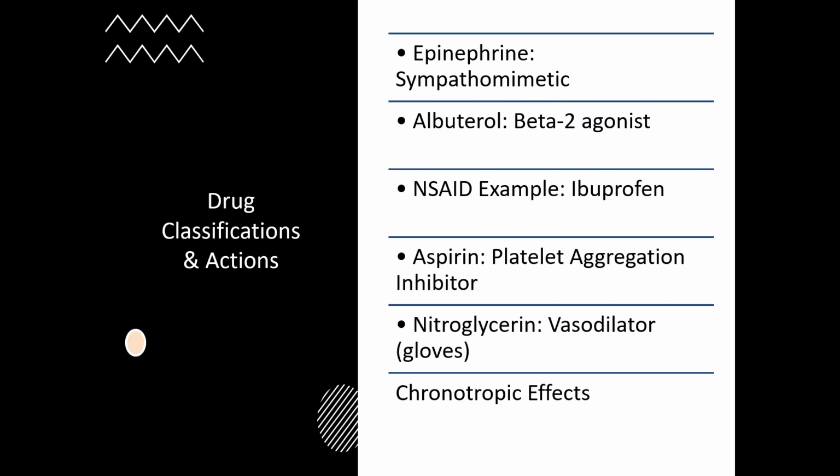We need to remember that albuterol is a beta 2 agonist. And so what that means, remember, you have beta 1, beta 2. Beta 1, one heart; beta 2, two lungs, right? And so beta 2 is going to cause that smooth muscle in the bronchioles to dilate. And that's what it does.